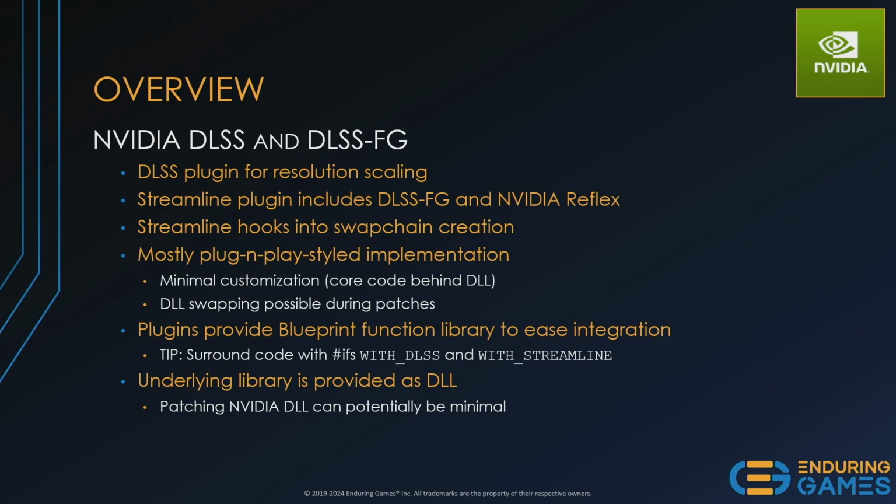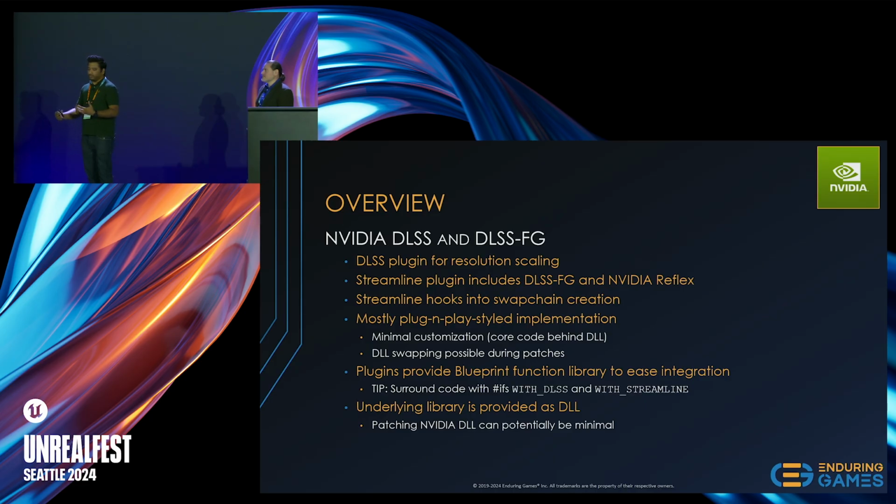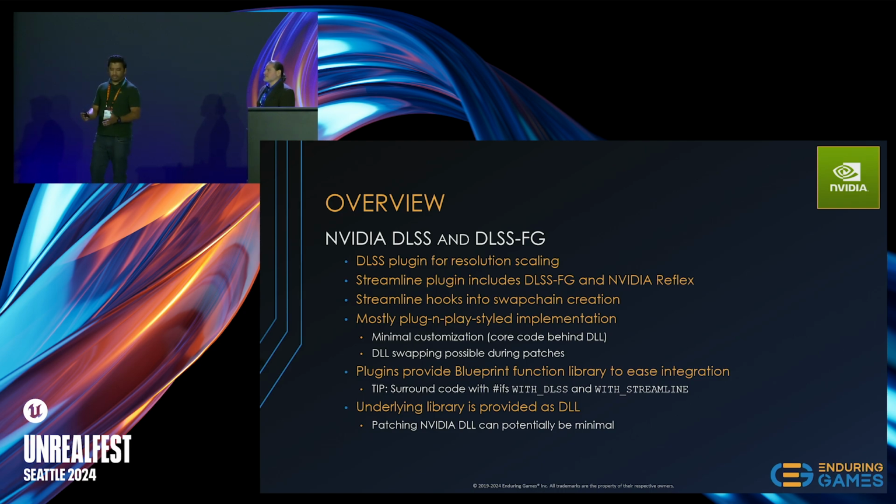Streamline hooks into the swap chain creation. So it's not just plug and play. It doesn't just turn on and it just works. There is a little bit of engine edit that goes into it. But from an integration standpoint, you get a DLL, that's the primary component for DLSS. So patching that DLL later can be minimal, depending on what you're trying to achieve with the patches later on. One thing that we've done a lot of work with is every code base we try to work with, we always try to wrap it with macros for DLSS and Streamline, so that it's easy to change the plugin and not entirely change your code all the time. And like I said, the underlying library is provided as a DLL, so it is a closed DLL, and if you're getting patches from NVIDIA, that pretty much is the minimal patch you're going to get.